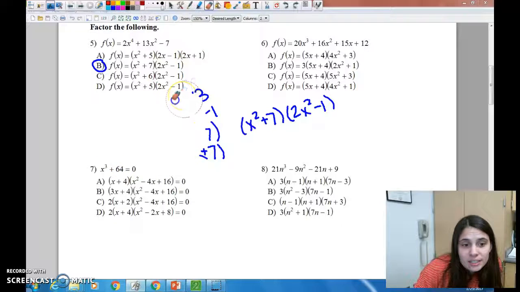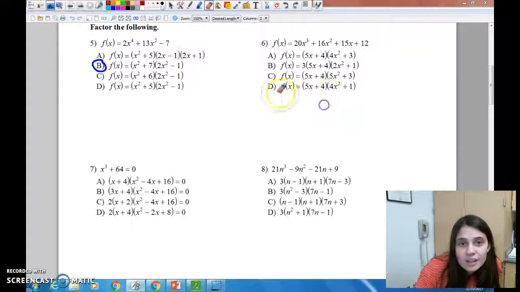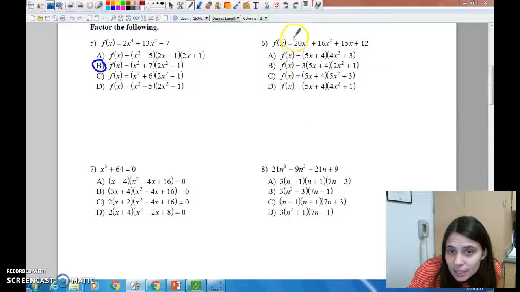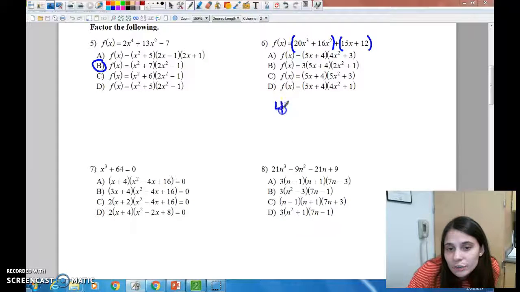All right, number 6, at the very beginning, I noticed there's 4 terms. And when there's 4 terms, in most cases, I factor by grouping. So I'm going to group these two and group these two. So with 20x cubed and 16x squared, the greatest common factor is 4x squared.